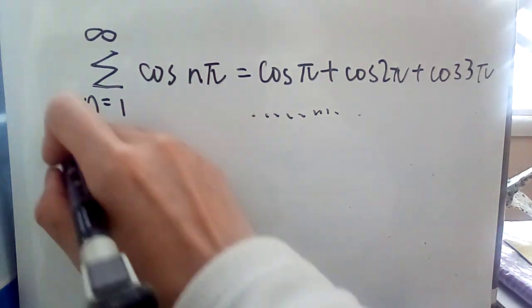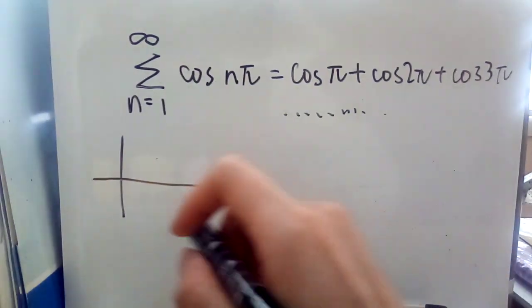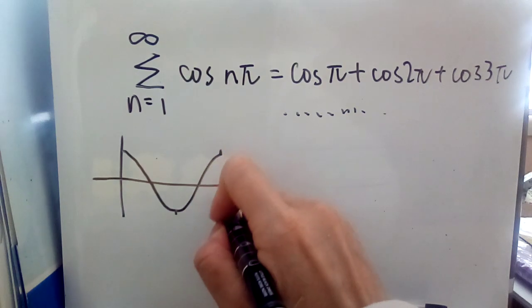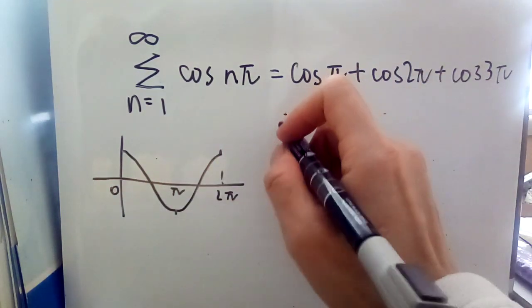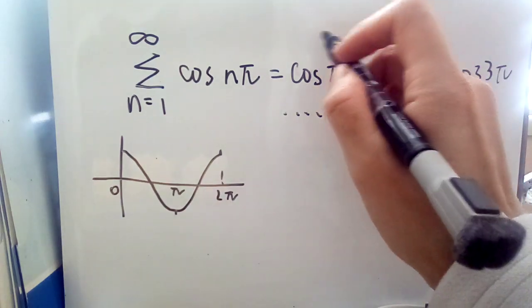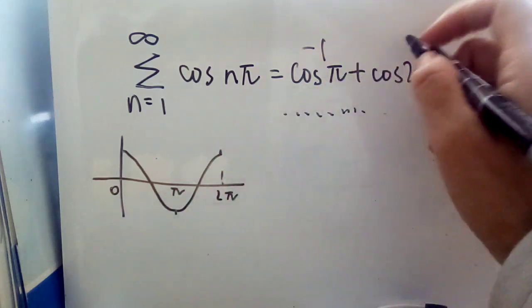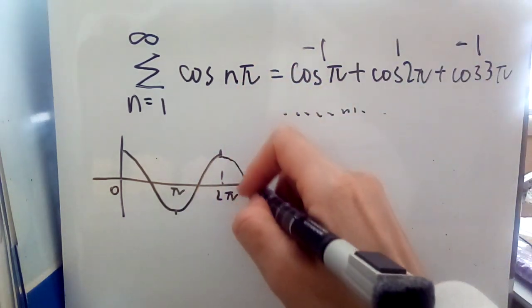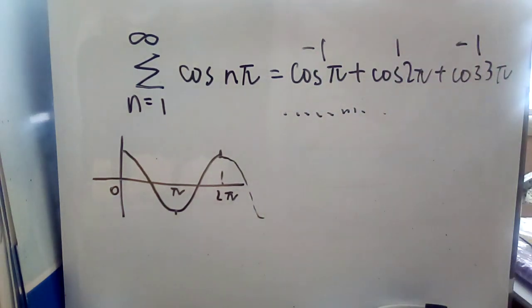So what's cosine pi? Well, here's a graph of cosine, right? One period of cosine makes 2 pi. Here's pi, 0. So cosine pi is -1, right? And then cosine 2 pi is 1. And then you see how it's going to keep repeating and oscillating. So we're not expecting it to be converging.